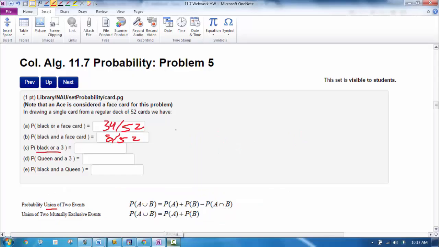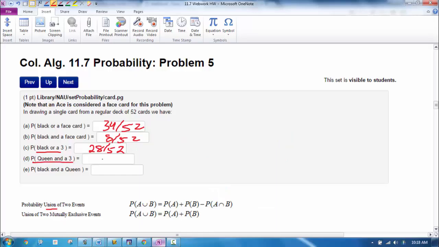Okay, the next one, black or a 3. Those are not mutually exclusive because there are 2 black 3s in the deck. Therefore, you want to use this formula right here. Probability that you get a black card is 26 out of 52. Probability you get a 3 is 4 out of 52. And we have to subtract 2 out of 52 because that's the probability that it's both black and a 3. There are 2 of those in the deck. So that gives us a total of 28 out of 52.